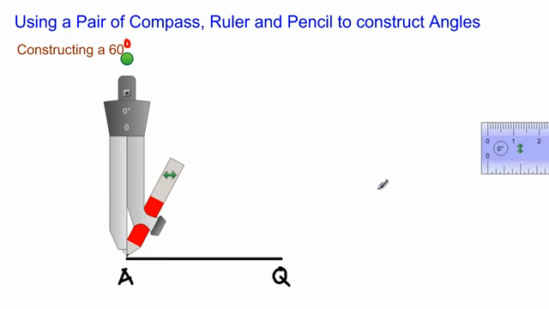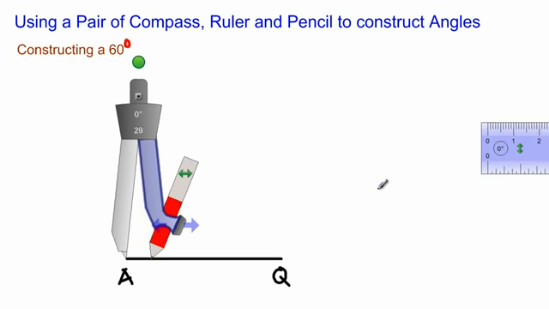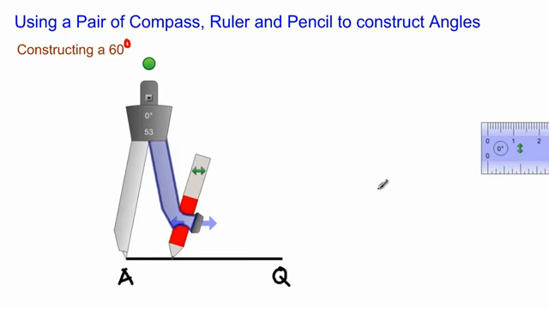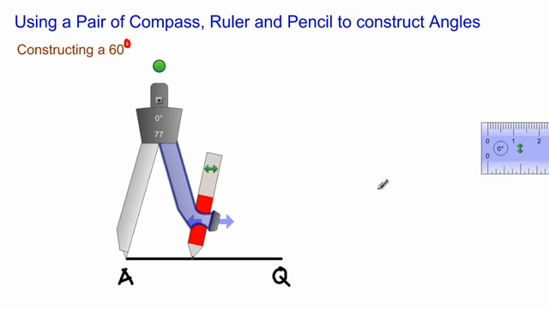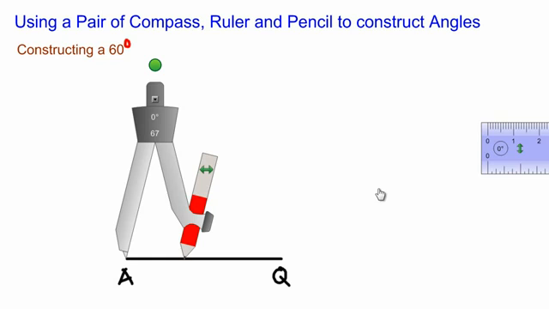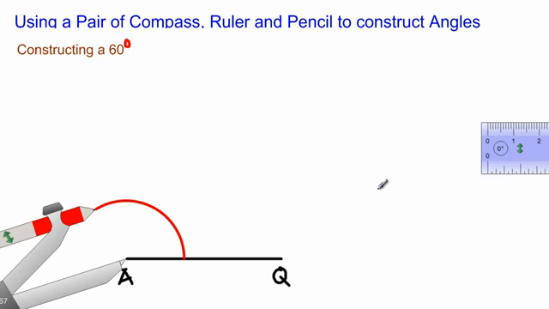Now what I'm going to do is put the tip of my compass at the point A, because we were asked to construct a 60-degree angle at the point A. Now I'm going to open my compass. It doesn't matter what radius you open it to. One thing I used to tell my students is to just open it to a radius that you're comfortable with. So let's say I'm comfortable with this radius.